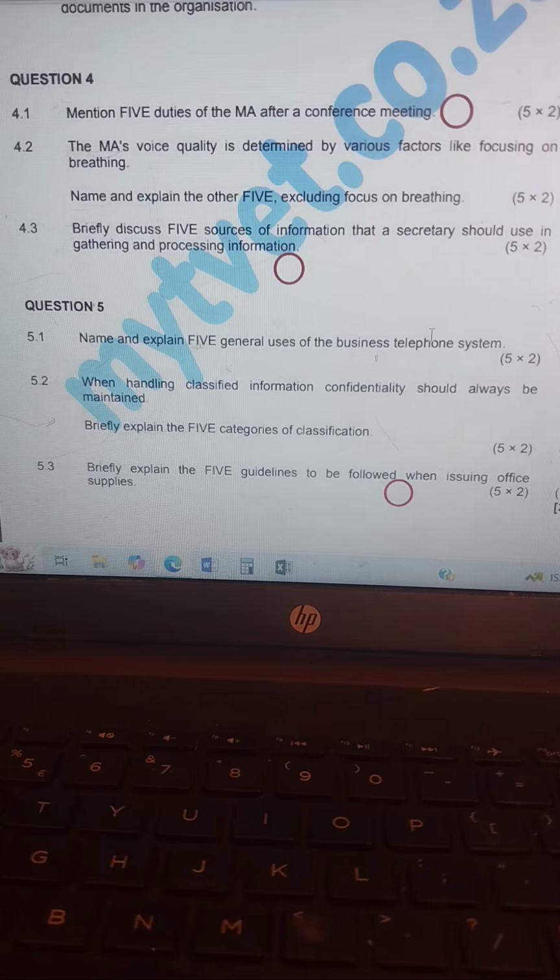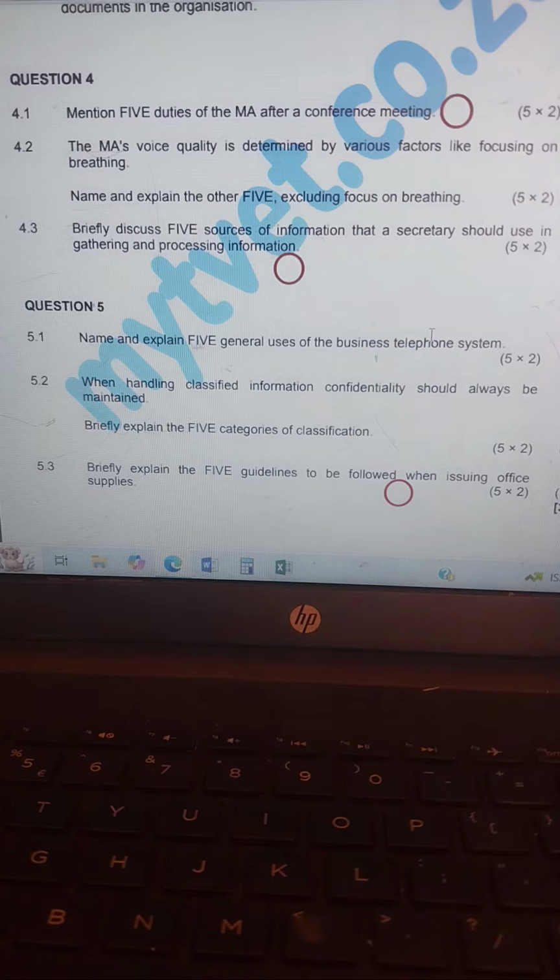We go to 4.3. 4.3 says, briefly discuss 5 sources of information that a secretary should use in gathering and processing information. Number 1, remember they say briefly discuss. Number 1, dictionaries. Dictionaries can be used to find the correct spelling and the meaning of words.